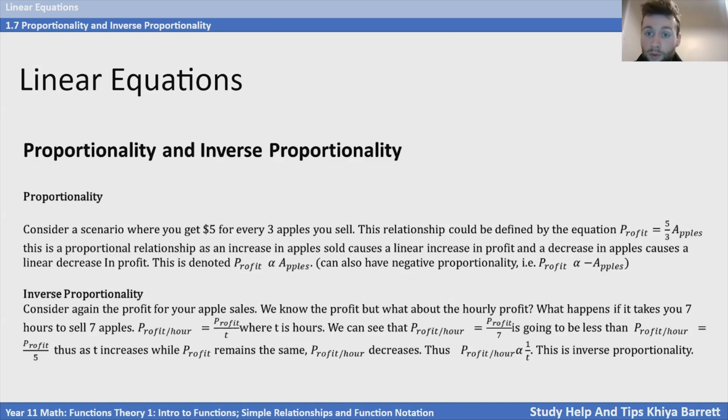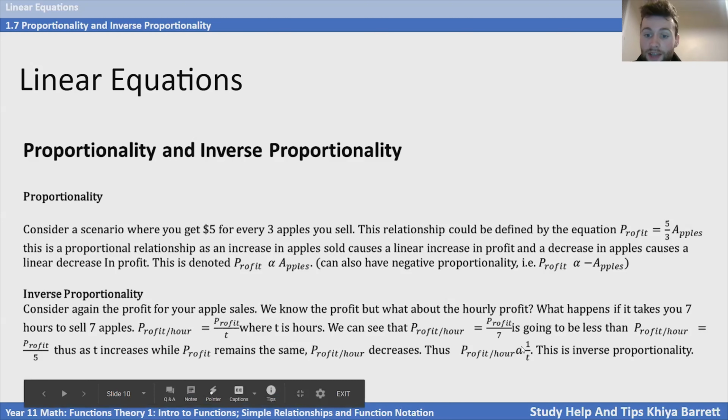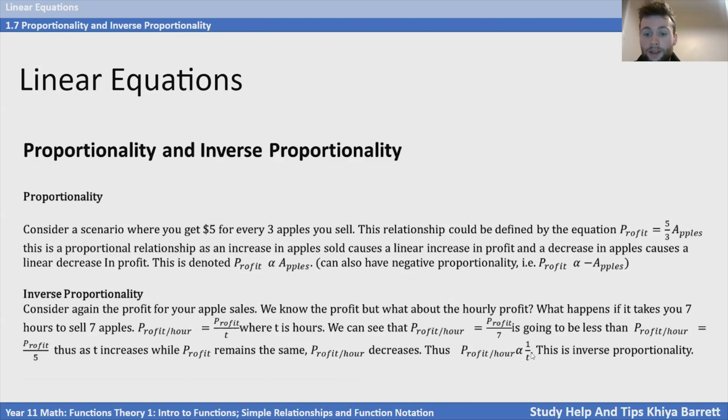And it's okay. Inverse proportionality is again denoted with the alpha symbol, but this time you can see that it is the alpha symbol and then 1 over t. So instead of it being proportional to t, it's proportional to 1 over t. 1 over t is the inverse of t, therefore it is inversely proportional to t.